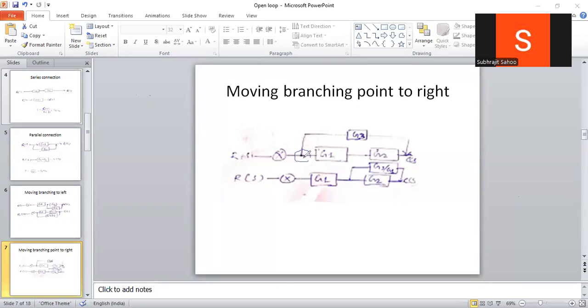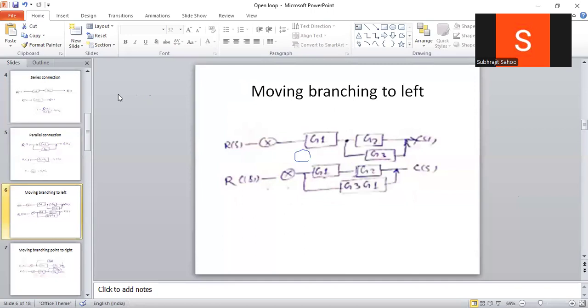Now, it will be required in the problem. Sometimes you need to move to the left, sometimes you need to move to the right. So in this case, what will happen? This block will be moved to here. One more thing I forgot, just observe this.